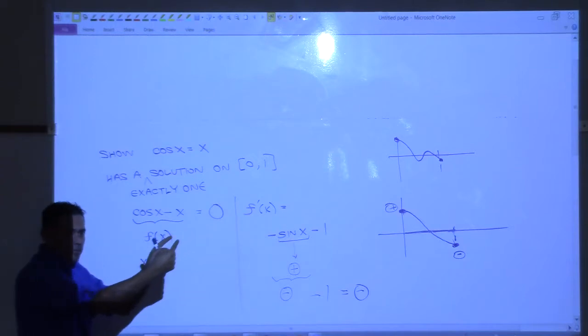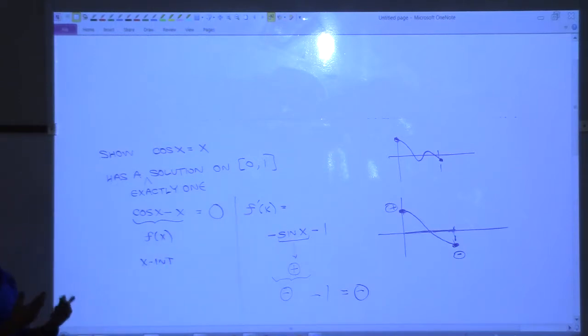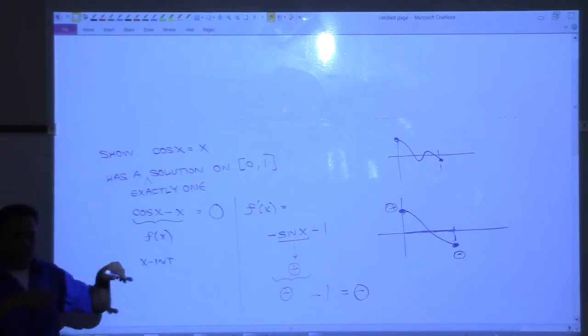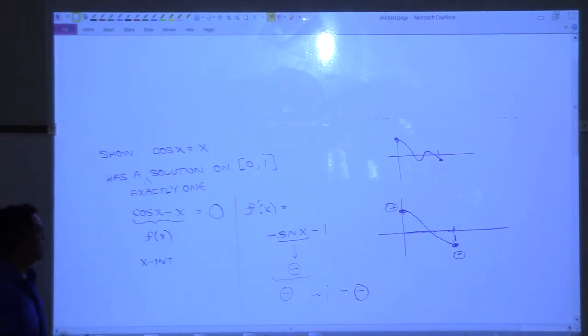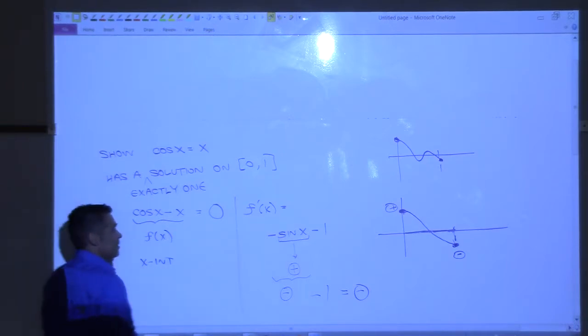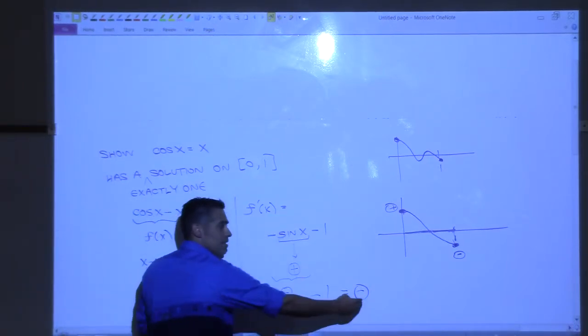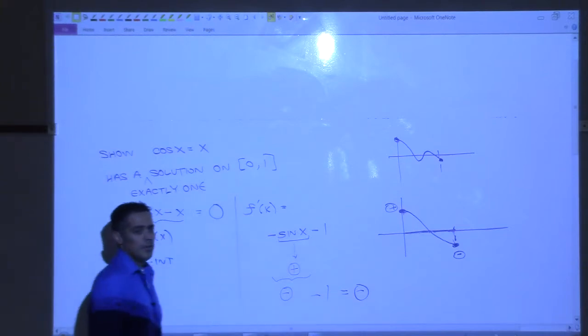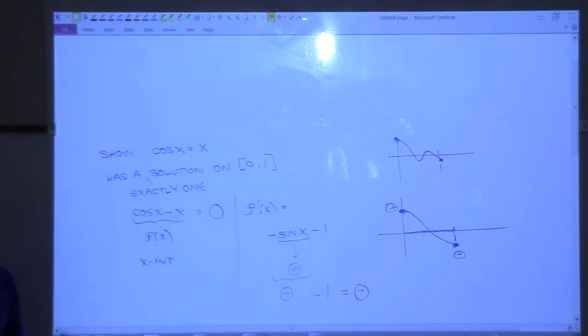So we're done. It's not like solving an equation where you get the answer at the end and you box it. You have to first use the intermediate value theorem to show a change in sign, and then you have to look at the derivative and show that it's always negative. And then you can conclude that there's only one x-intercept.